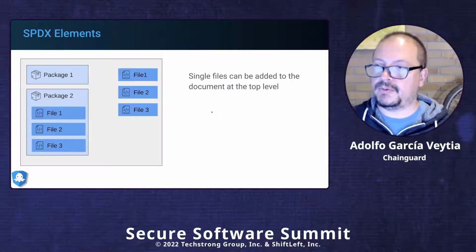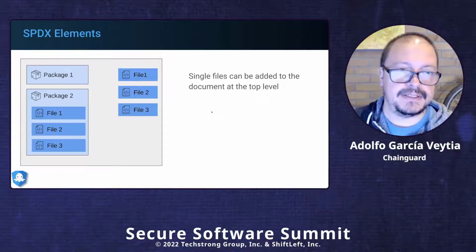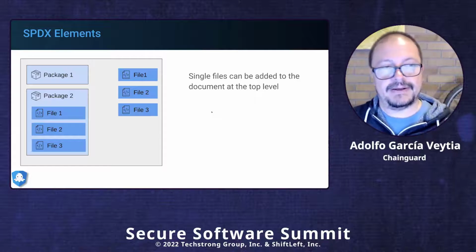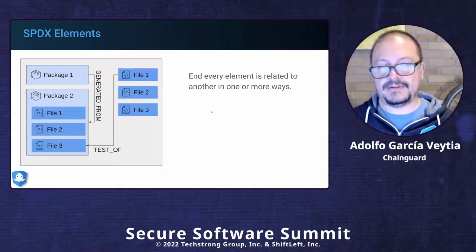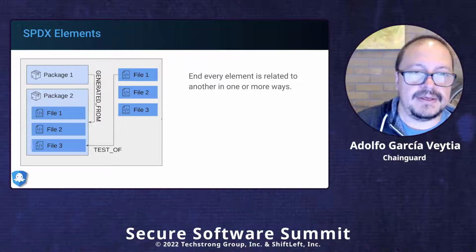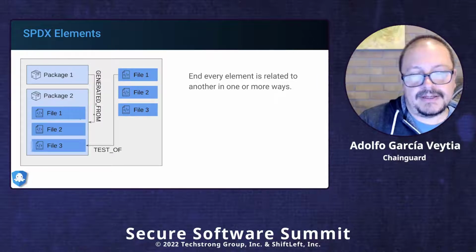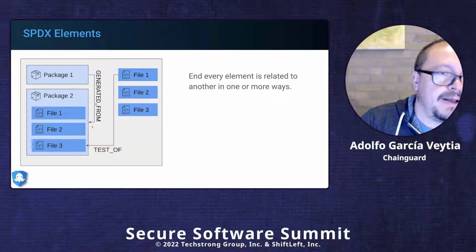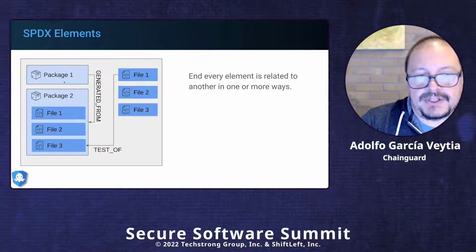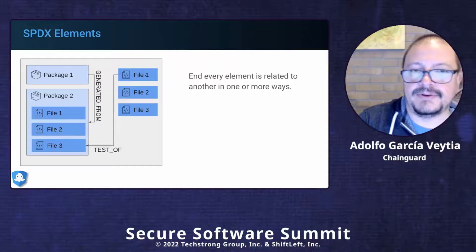And like we were saying before, the most important part of the SBOM is its ability to relate all of its elements with several different kinds of relationships. So if you see here, this fictional SBOM lists that package number 1 was generated by the files inside of package number 2, and then file number 3 has a single test, which is the external file number 1.